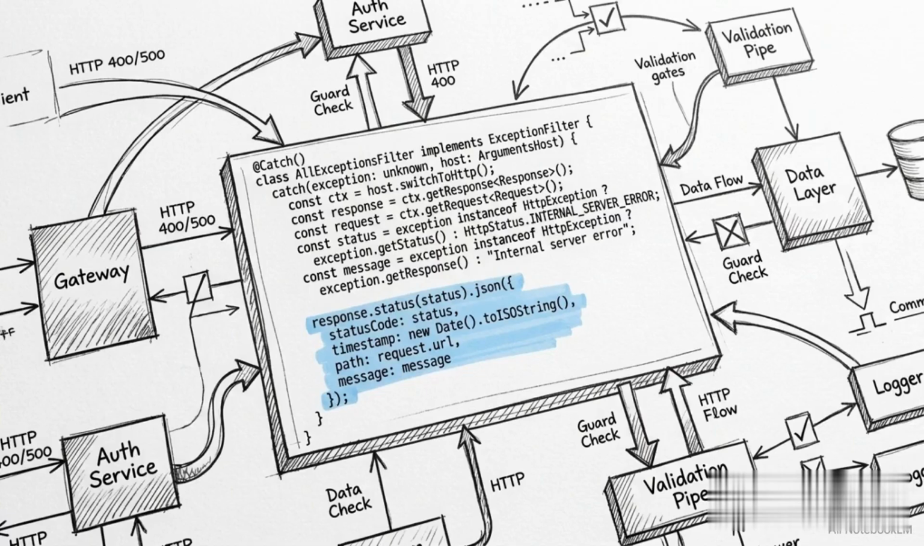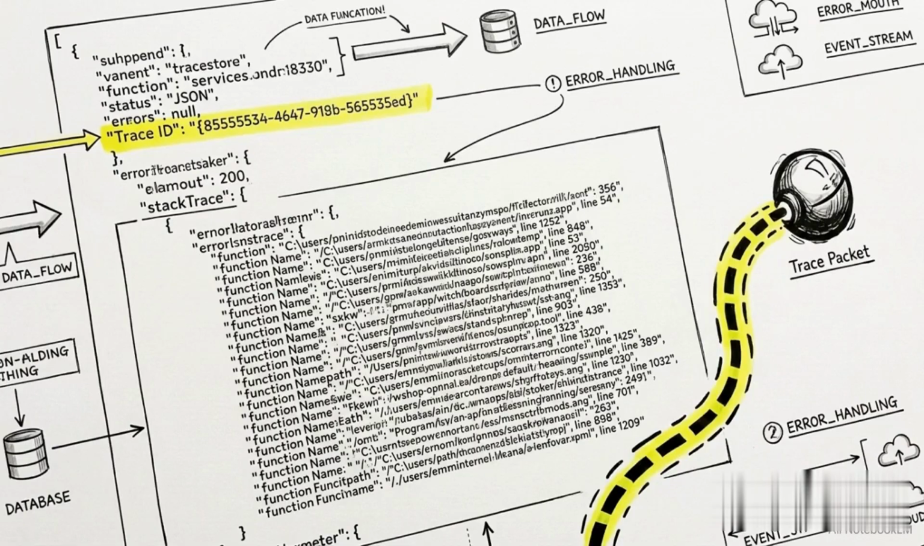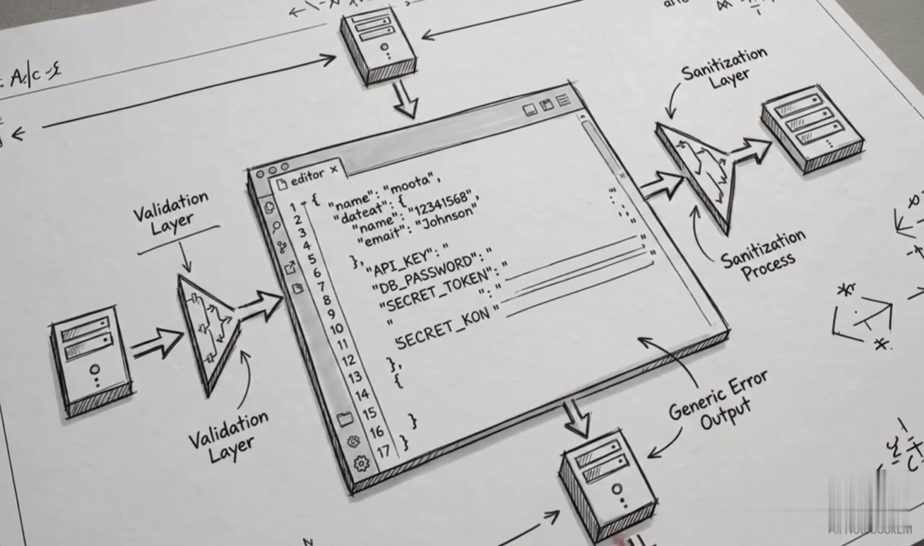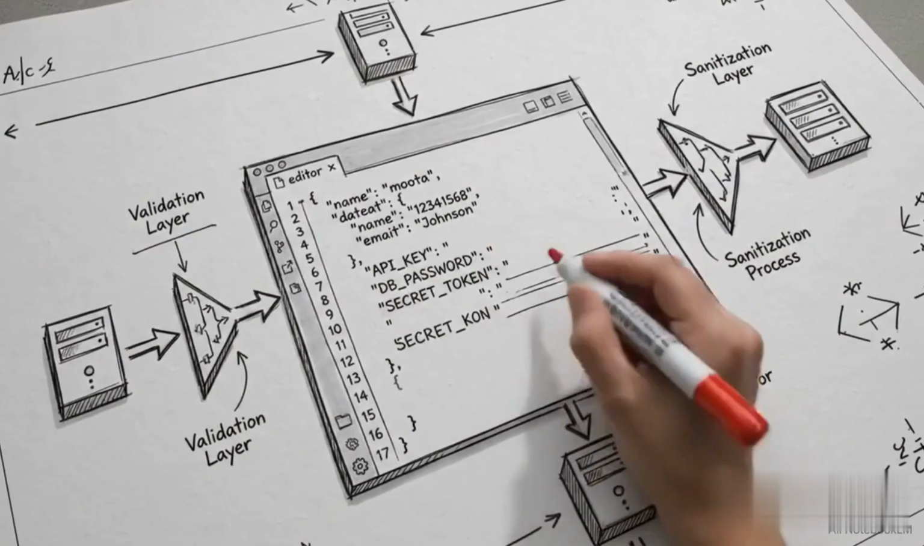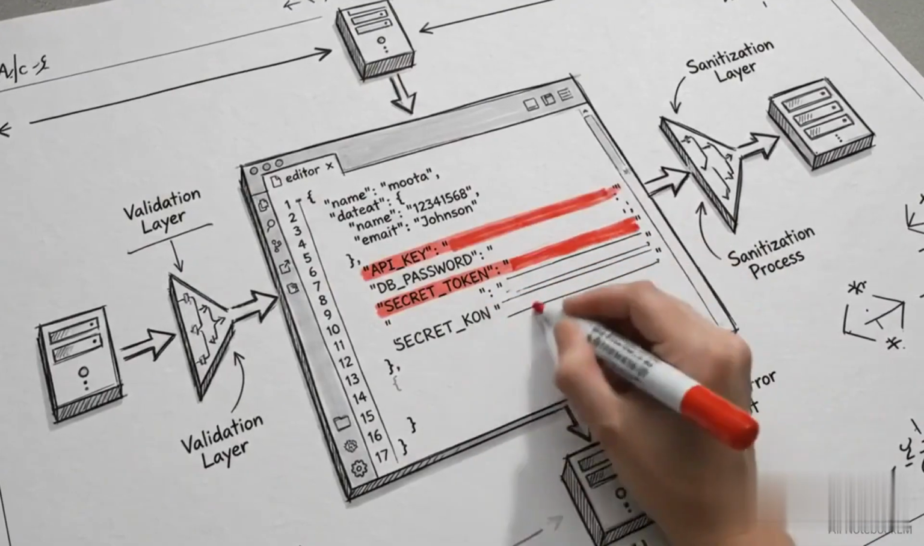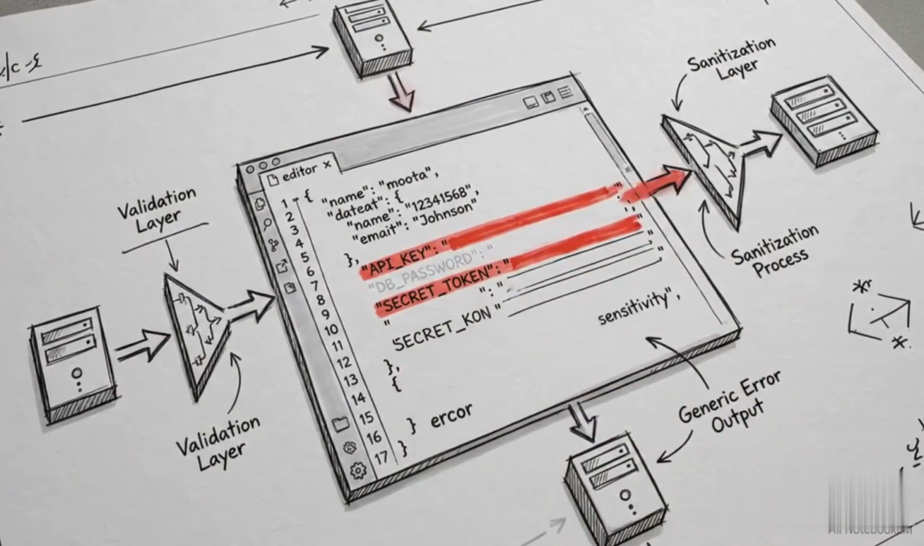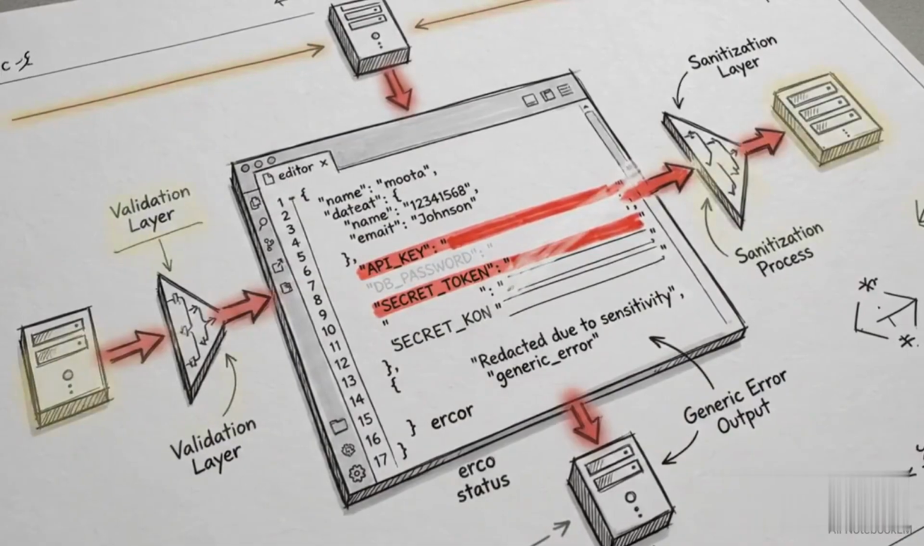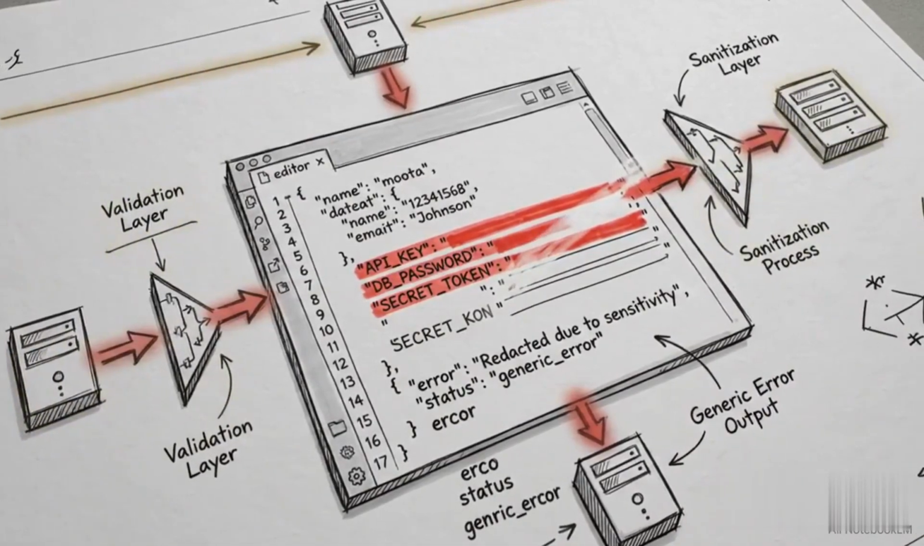The exception filter acts as a safety net. It captures the raw internal stack trace and binds it to the initial trace ID before writing it to the Winston logs. Simultaneously, the exception filter strips sensitive database details from the payload, ensuring the external client only receives a sanitized HTTP 500 error response.